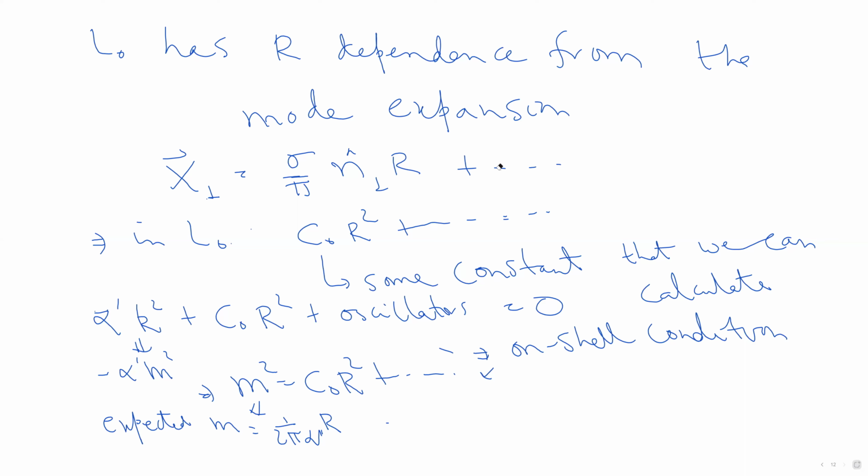So this tells us that C0 R squared is, getting rid of one alpha prime, 1 over 4 pi squared alpha prime. So this tells us C0 is 1 over 4 pi squared.